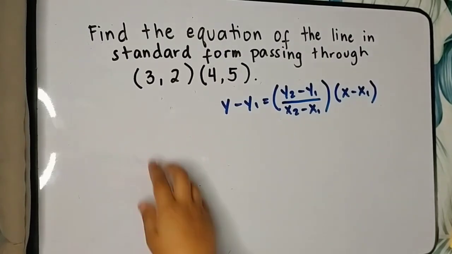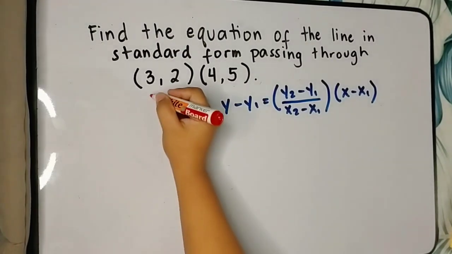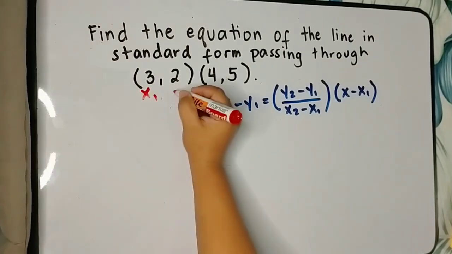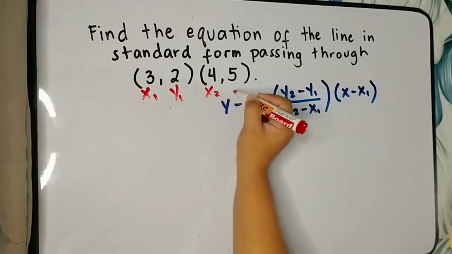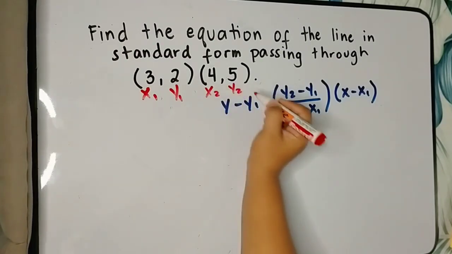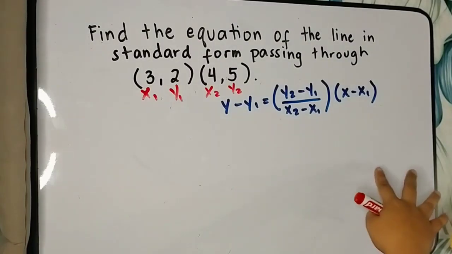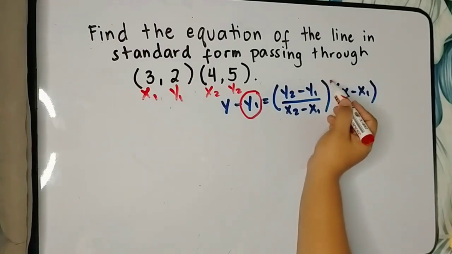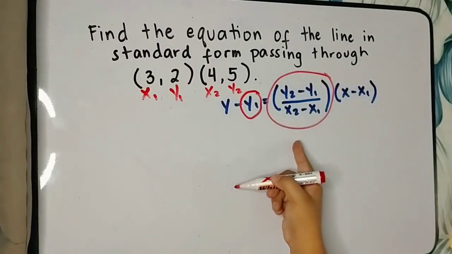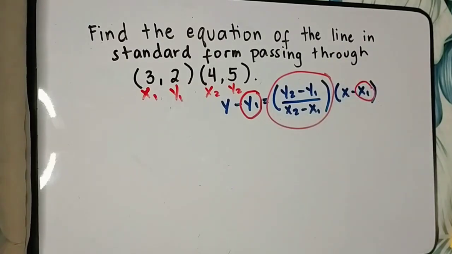So we all know that the first coordinates, this is x sub 1 and y sub 1. Second coordinates, we have x sub 2 and y sub 2. So since we already identified them, we're just going to substitute them in the formula. So we're going to substitute it here in this formula and this one. So let's try.